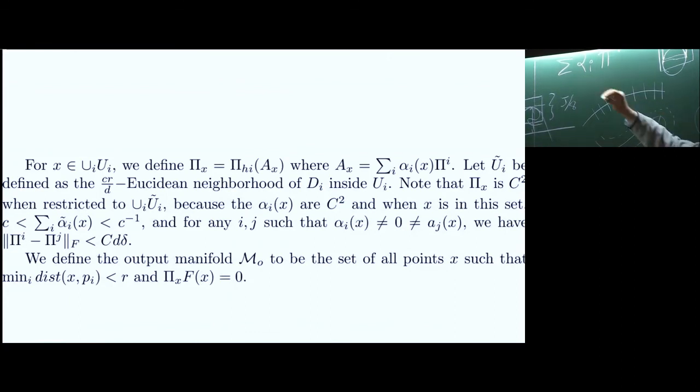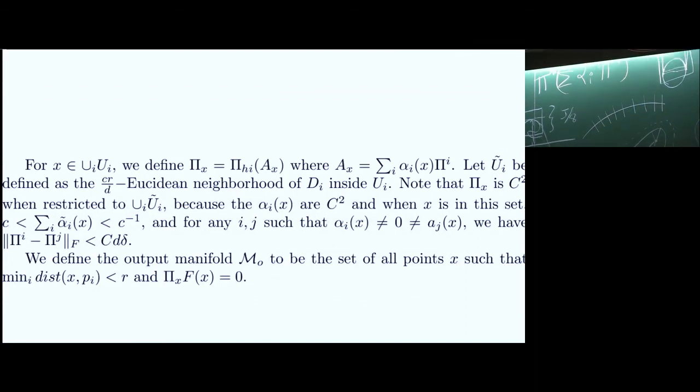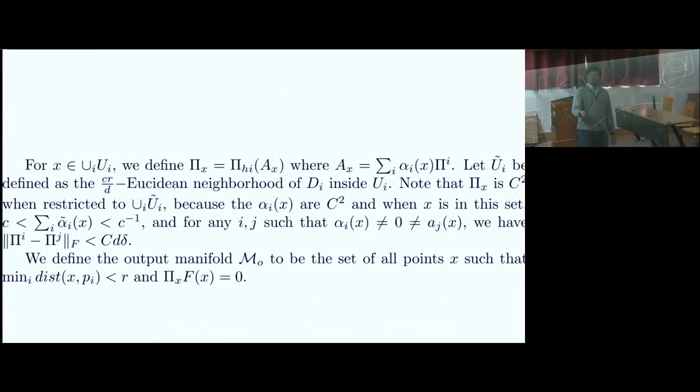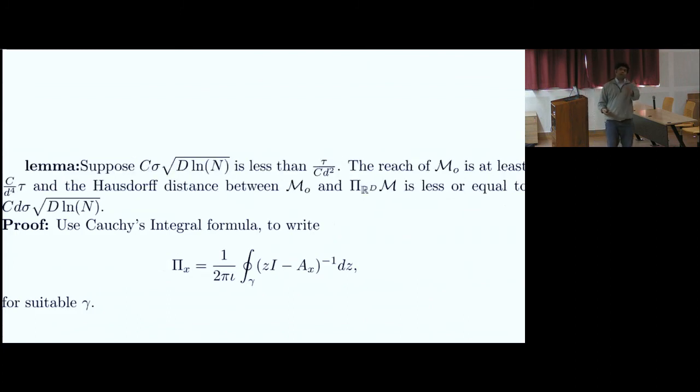So what you have to do is take the large eigenspace of this operator, and that is pi_x. Then we are saying that the manifold is basically the set of points where pi_x f of x is equal to 0. Then one has to say that its reach is good. The way to do the calculus is to use Cauchy's integral formula for matrices. You can write this explicitly as an integral, and you can twice differentiate pi_x inside the integral.